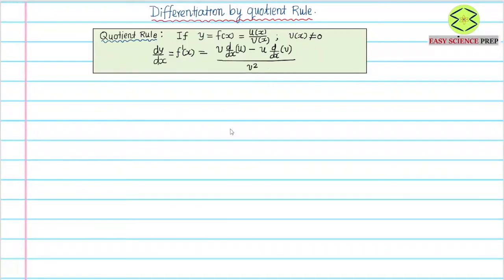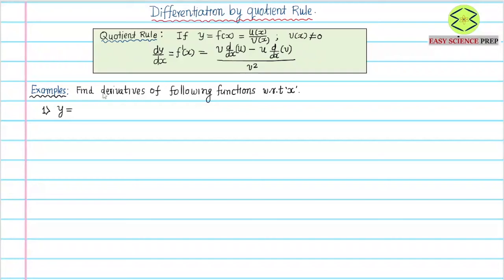Let me take some examples based on the quotient rule. Our first example is: find the derivatives of the following functions with respect to x. The first function is x square divided by sin x. We have to find the derivative of x square divided by sin x.